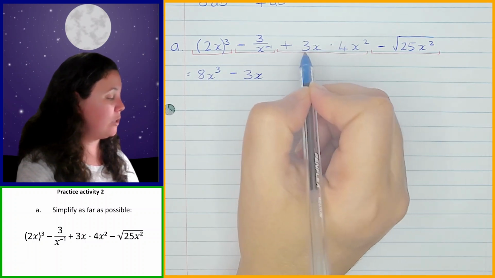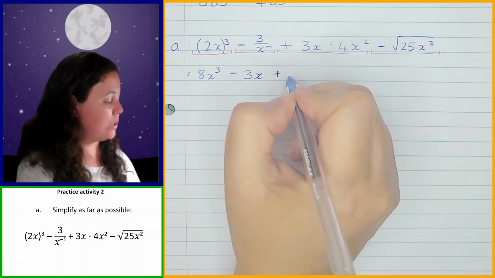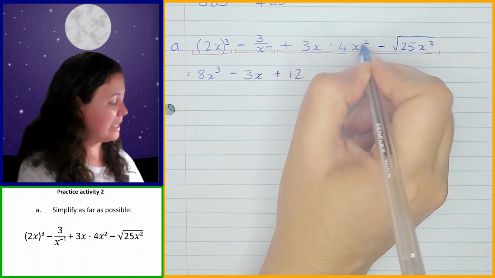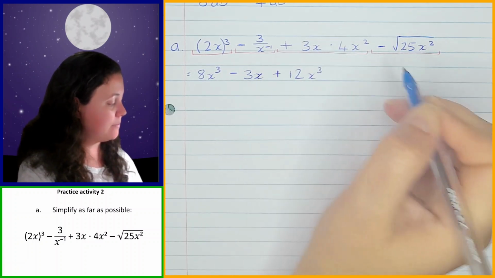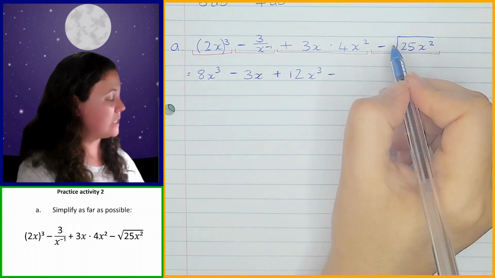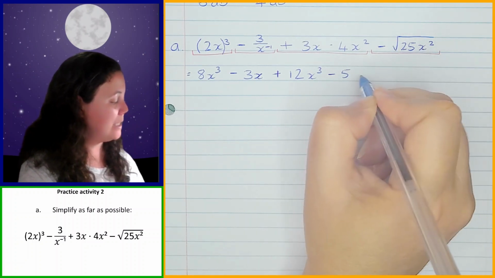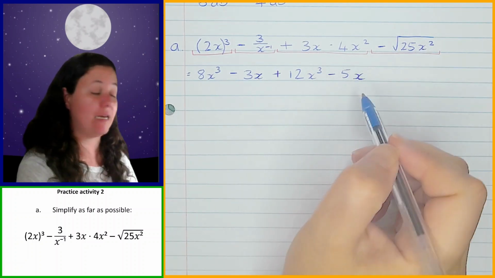The next term, we're going to be multiplying these together. So I've got plus, and then 3 times 4 is 12. x times x squared is x cubed. And then over here, I need to work out my square root. So it's going to be minus, the square root of 25 is 5, and the square root of x squared is x. Okay, so that's what you should have got for that line of working.